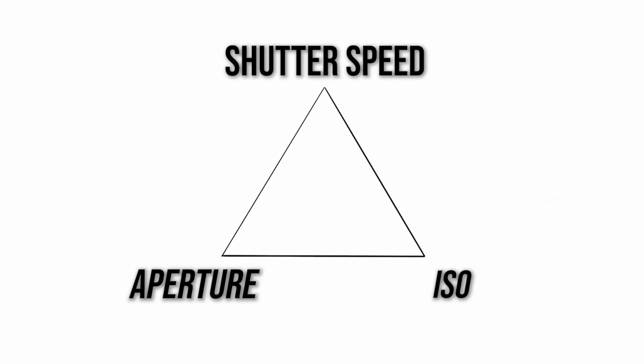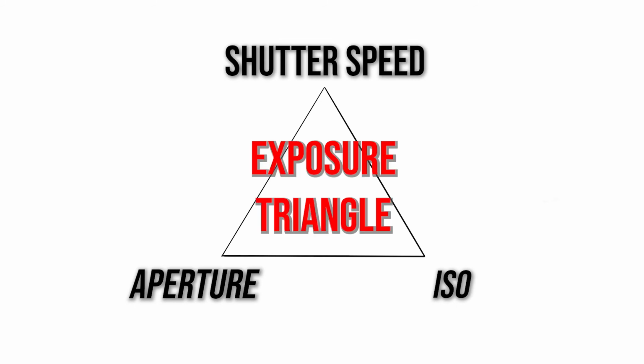As mentioned earlier, you would also need to consider other camera settings such as aperture and ISO. When all these three elements combine, they form the exposure triangle. Links for the respective elements of the exposure triangle will be in the description below, so stay tuned.